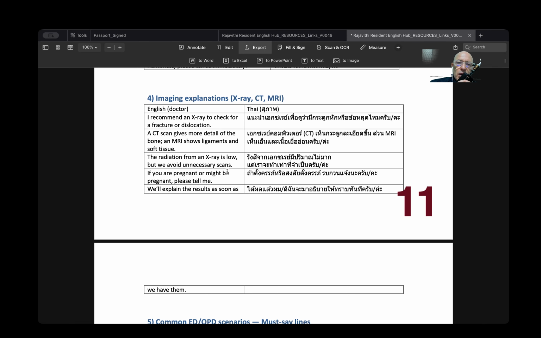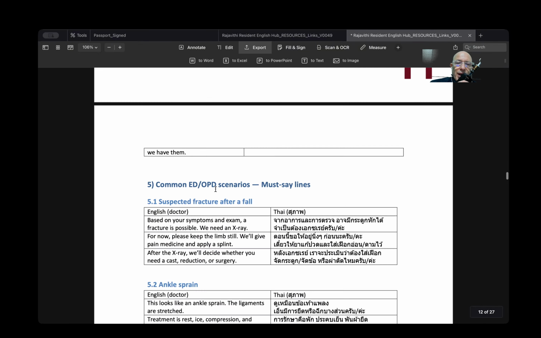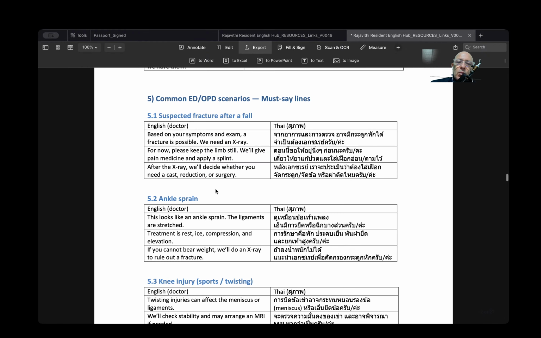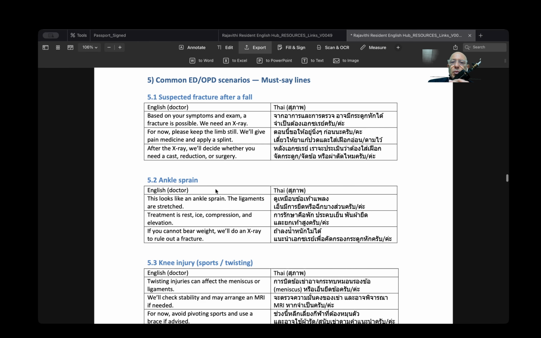If you're pregnant or might be pregnant, please tell me. We will explain the results as soon as we have them. ED, OPD lines. Based on your symptoms and exam, a fracture is possible. We need an X-ray. For now, please keep the limb still. We'll give pain medication and apply a splint.